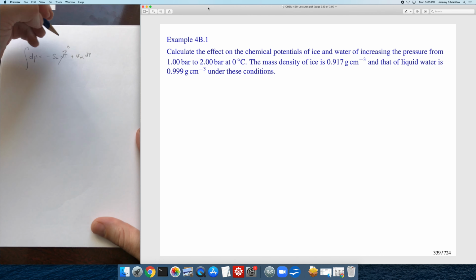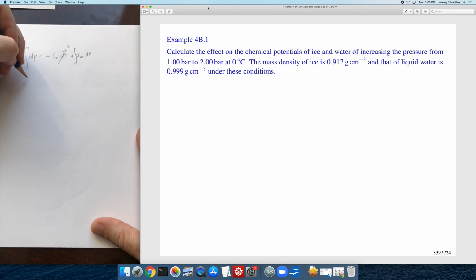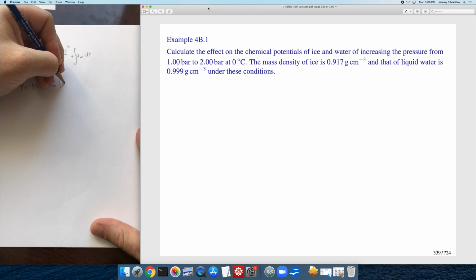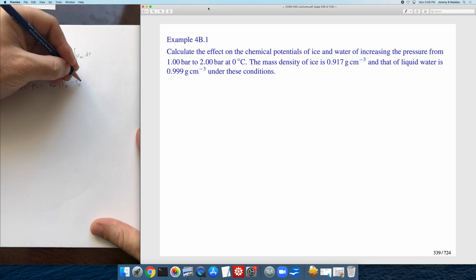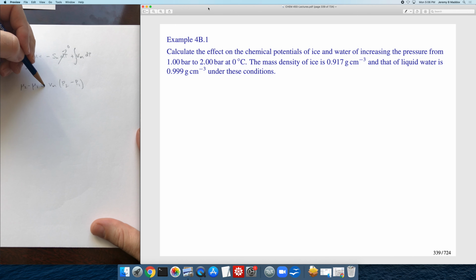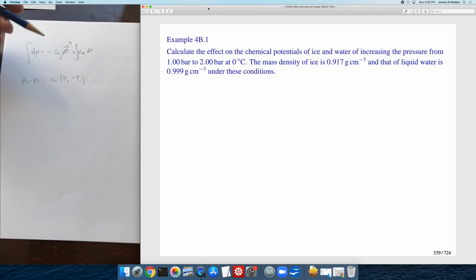So we can integrate both sides of the equation. We're going to get our difference in chemical potential. I'll just call it mu2 minus mu1, and that's what they want us to calculate, the difference. That's going to be equal to the molar volume of the substance times the difference in pressure. From here, you need to do 2 calculations. You would do a calculation for ice, and you do a calculation for liquid water. I'm just going to set up one of these calculations. Let's do the ice.